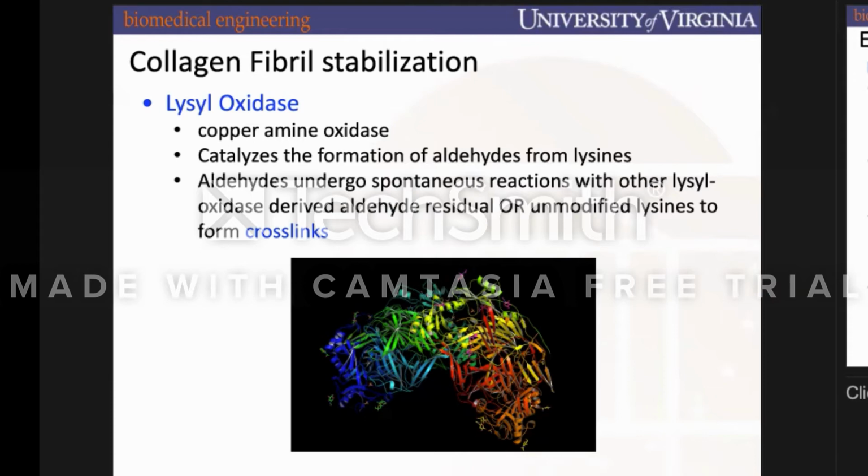So lysyl oxidase is catalyzing oxidation on lysines. And what that's going to create is aldehydes from those lysines. Aldehydes are incredibly reactive, and they'll undergo spontaneous reactions with either other aldehydes or other unmodified lysines to form crosslinks there. And those crosslinks stabilize the collagen fibers within the ECM.